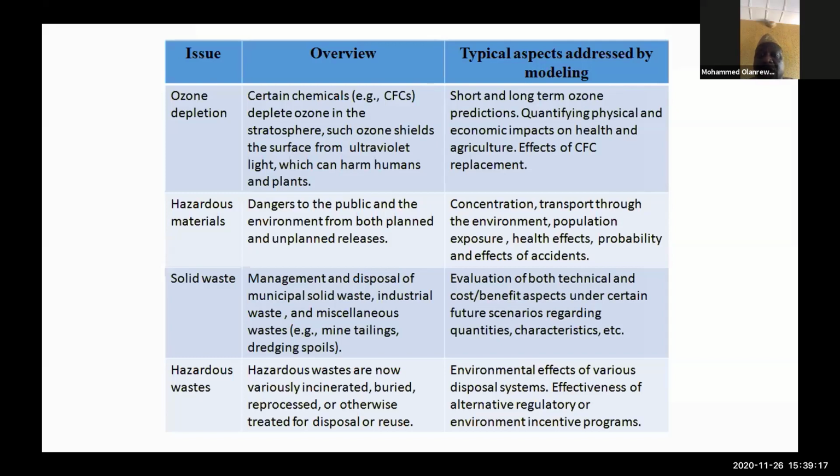Then hazardous material, an issue. It's also an area that somebody can decide to say, I want to work on a model of hazardous materials. What will be the general overview the person will be looking at? Dangers to the public and the environment from both planned and unplanned releases. Then, typical aspects addressed by modeling: concentration, transport through the environment, population exposure, health effects, probability and effects of accidents. Solid waste.